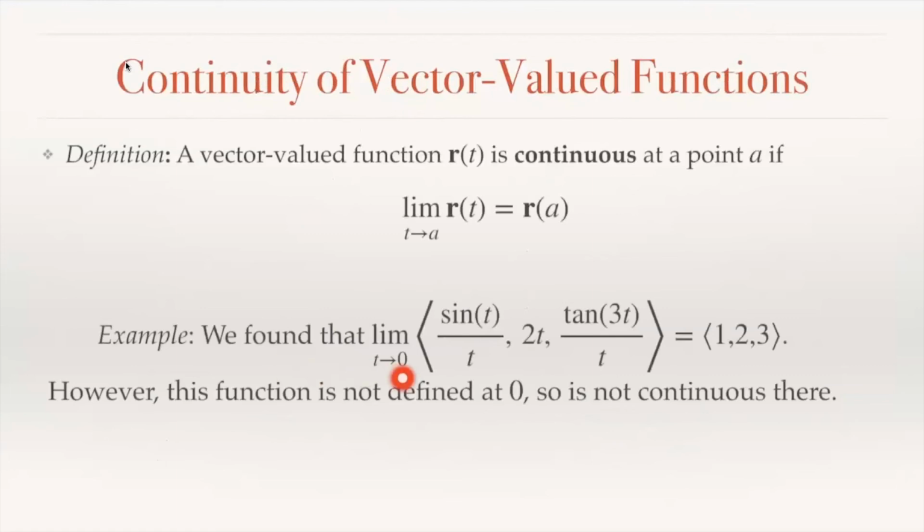So for example, we just found that the limit as t approaches 0 of this guy is 1, 0, 3. However, this function is not defined at 0. For example, we have a division by 0. So it's not defined at 0. So while it has a limit at 0, it's not continuous there.